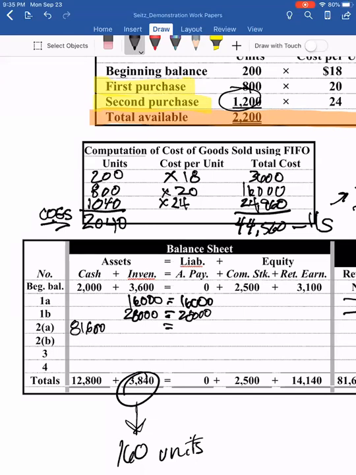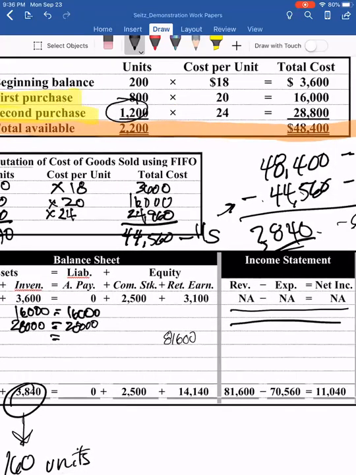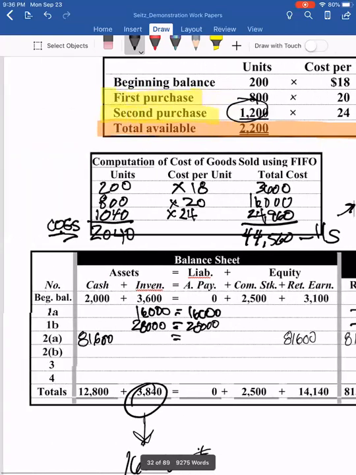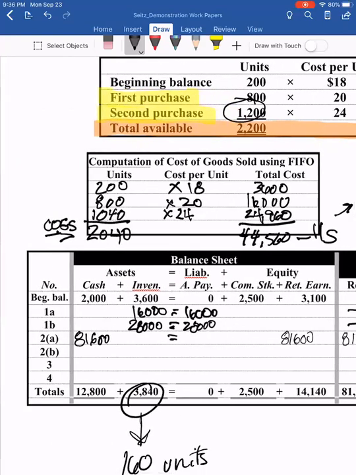So I'm going to increase my retained earnings by $81,600, and that's because there was an increase in revenue. So I'm going to put that over here on the income statement. I'm also going to show that there's an $81,600 operating activity. But every time we record a sale, we have to record that portion of the cost of goods sold. And so the cost of goods sold for that period for selling those 2,040 apples is what we calculated right here using this particular method.